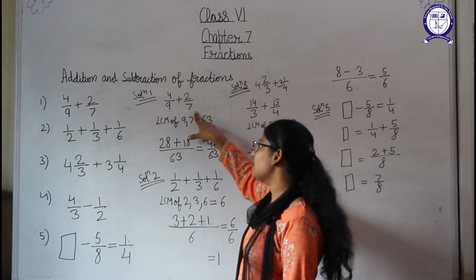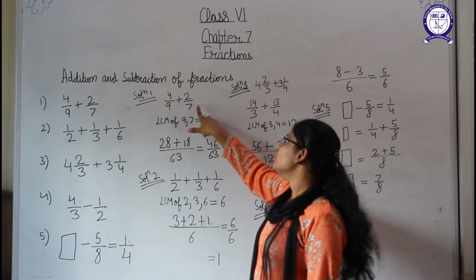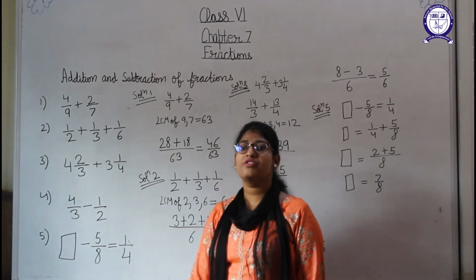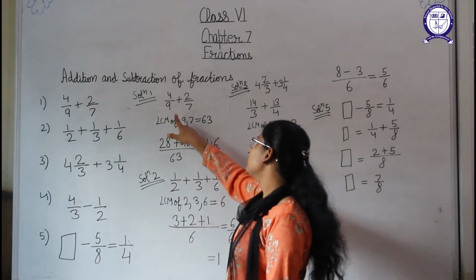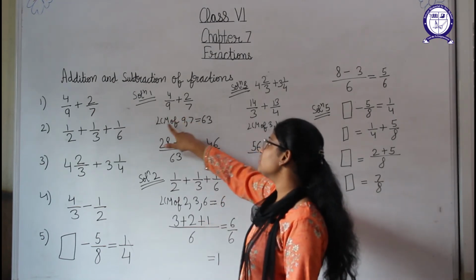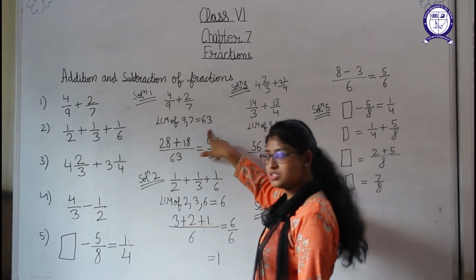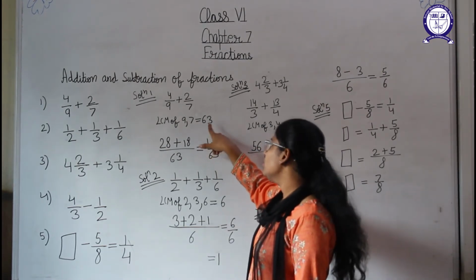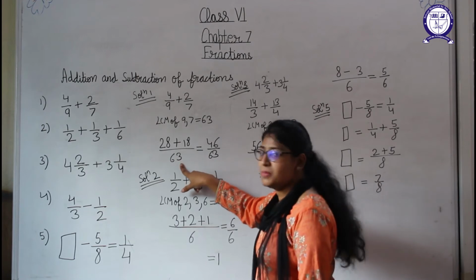Here 9 and 7 are the denominators and they are different. So what we do, first of all we will take the LCM of denominators. What are the denominators here? 9 and 7. So the LCM of 9 and 7 is 63. You can easily find out the LCM. Now this LCM we will put in the denominator.